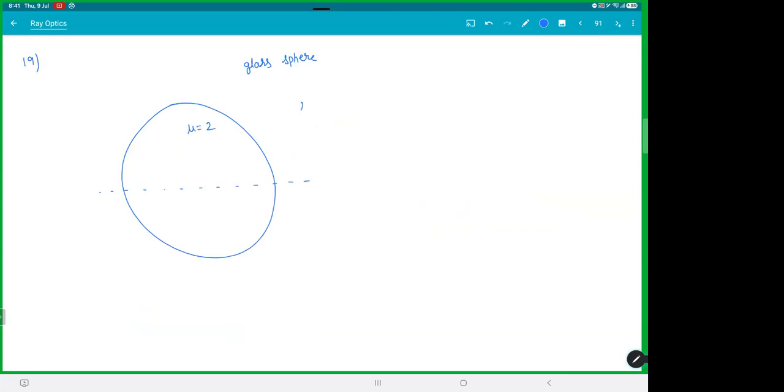This is mu is equal to 2, mu is equal to root 3, mu is equal to 1, and mu is equal to 1. This is your light ray, and you're sending it at 60 degrees. Plot the path of the light ray. Draw the path and find deviation.